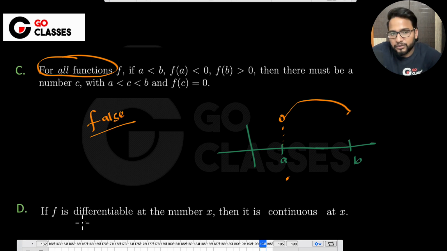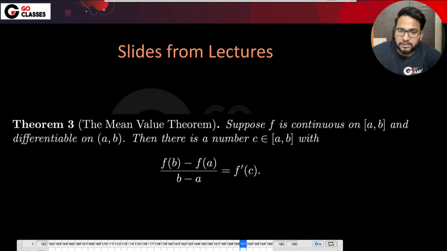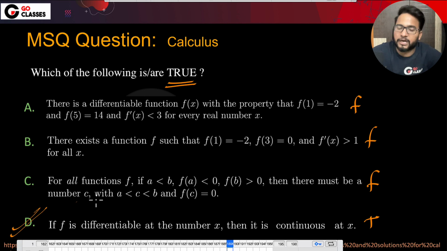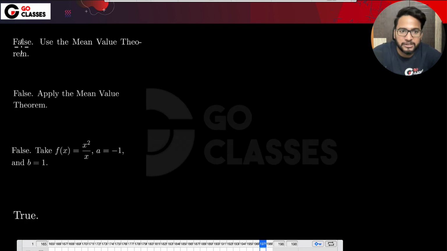Now let's see this question. If f is differentiable, then it is continuous at x. I think this is true, right? So A, B, C are false, and only statement D is true. So I can say this is false, this is false, this is false, this is true. They are asking about the true one, so that's why D is the only correct answer here. So that's how you can solve this question using the mean value theorem. I hope you really like this question. This is false, false, false, and then this is true.